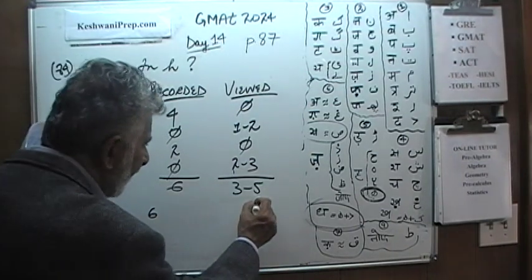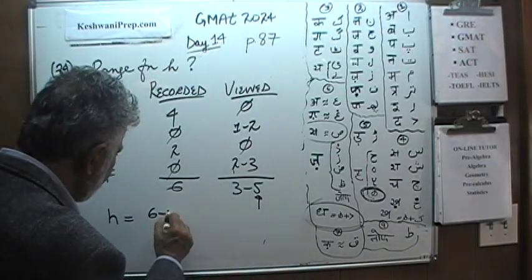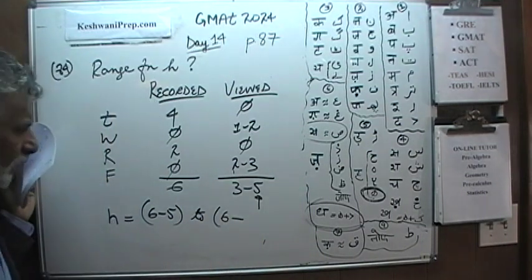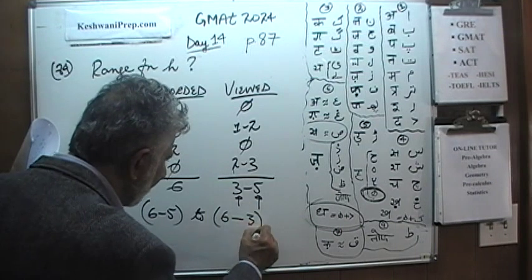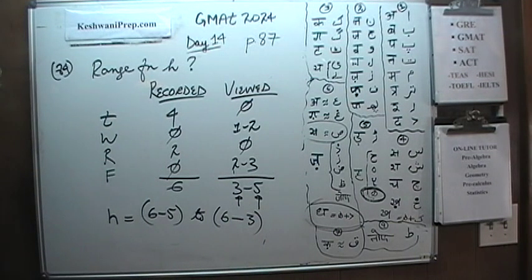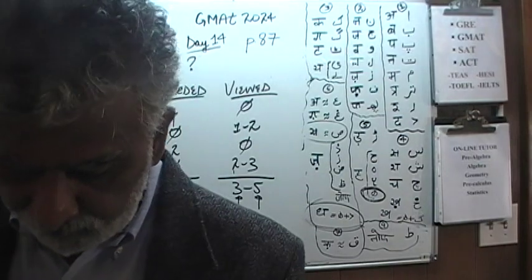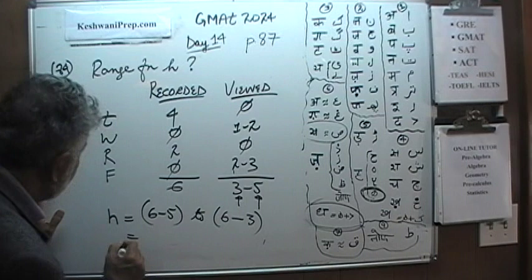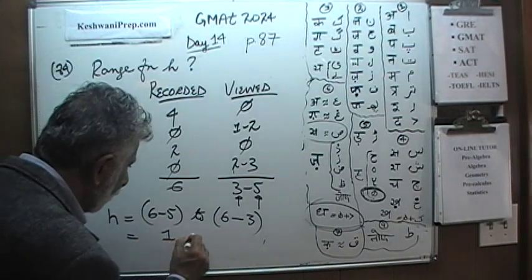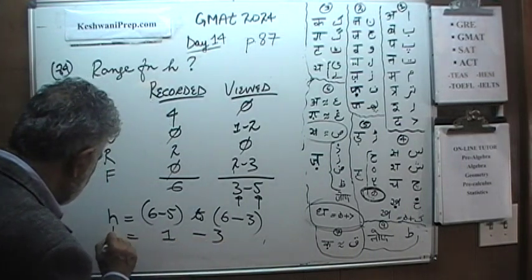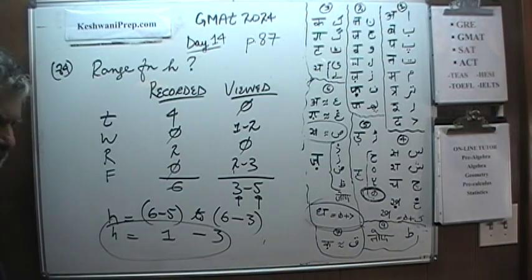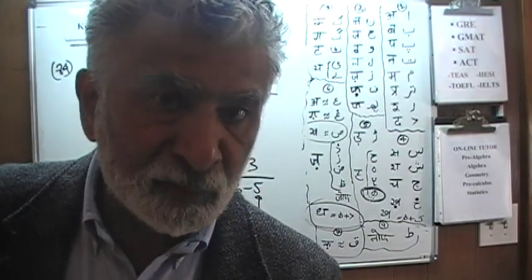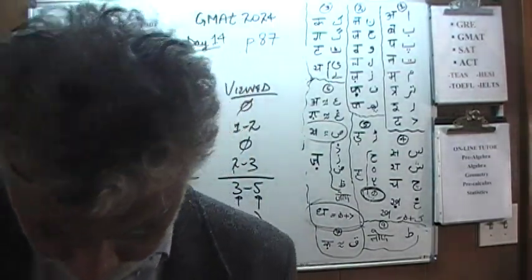In other words, we either watched 5 hours, which is going to give us the lowest value of H, or we recorded 6 hours and we watched only 3. That's the range, because we watch between 3 to 5 hours. The range for H is 1 to 3. The question was how many hours are left that we taped but have not viewed. The answer is between 1 to 3 hours.